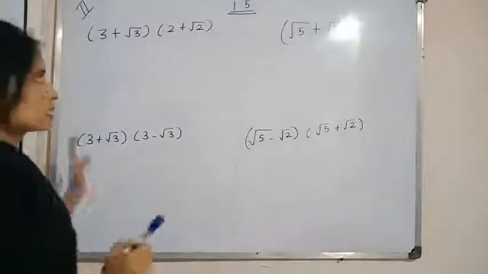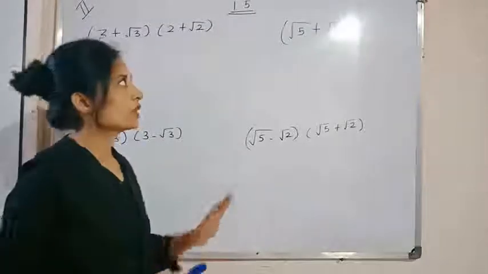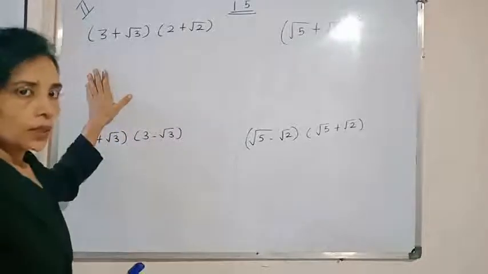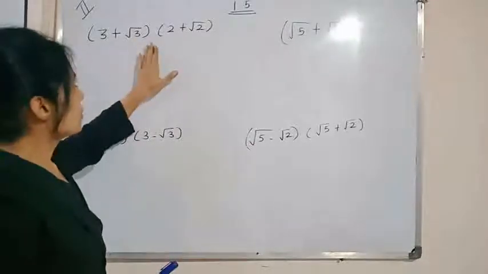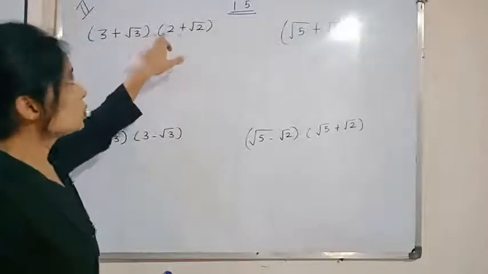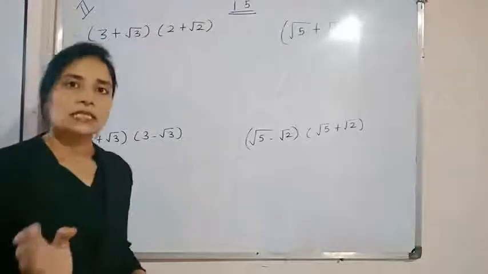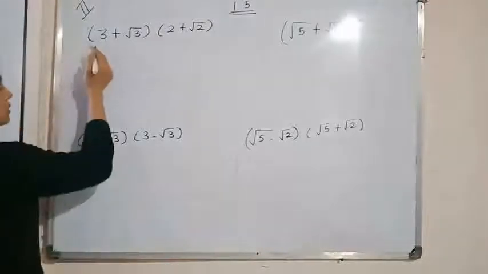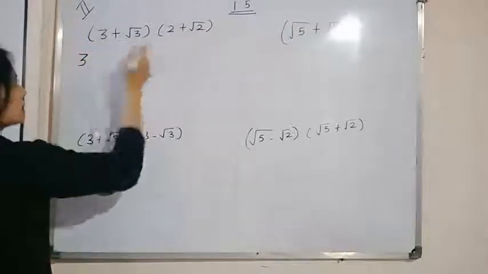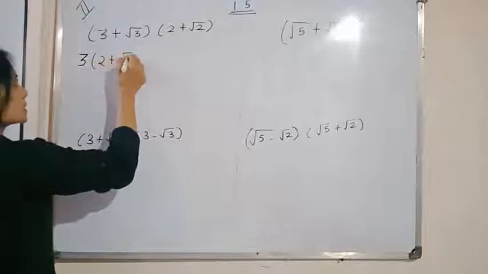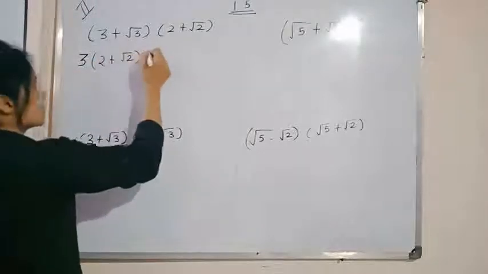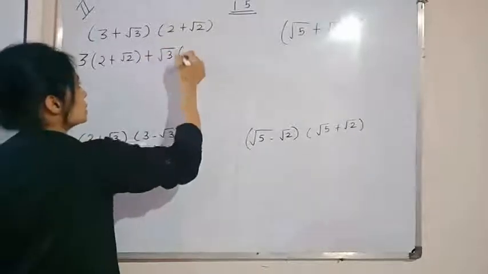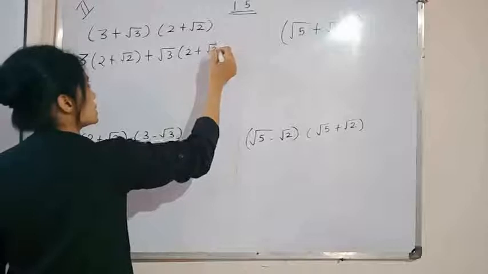So now after understanding the concept of multiplication, we are beginning with exercise 1.5, question number 2. In this, the very first one is 3 plus root 3 into 2 plus root 2. First of all, simple multiplication we have to do. How to multiply two brackets? We will write the first number of this bracket and this entire bracket we will write as it is. Then this is plus, so put a plus sign and write the second number of this bracket and then the second bracket as it is.